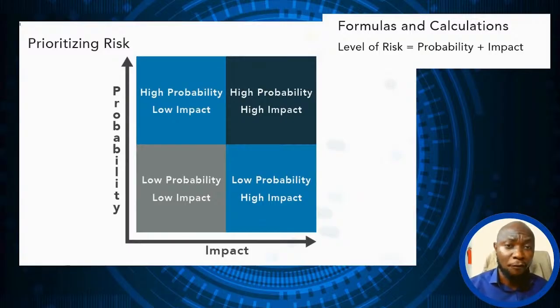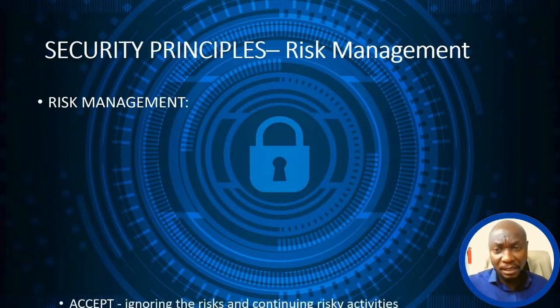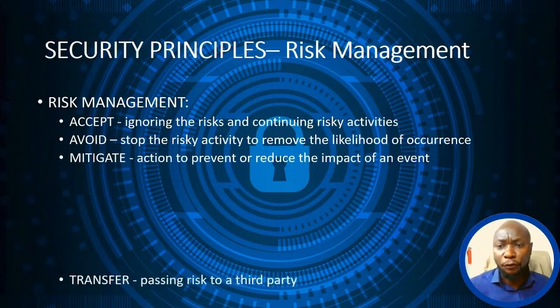There's a popular formula for calculation, which says the level of risk is equal to probability plus impact. This is a formula that you make use of in prioritizing risk. Risk management has about four basic approaches.